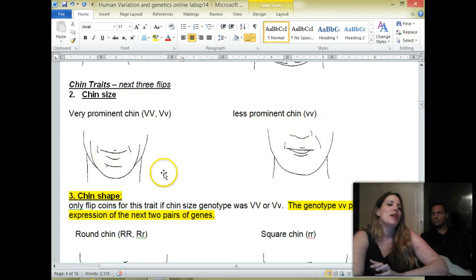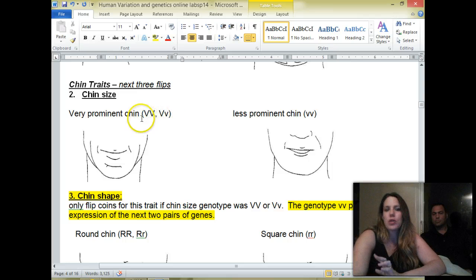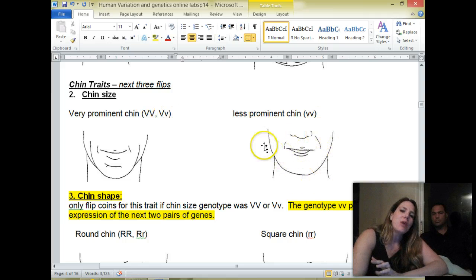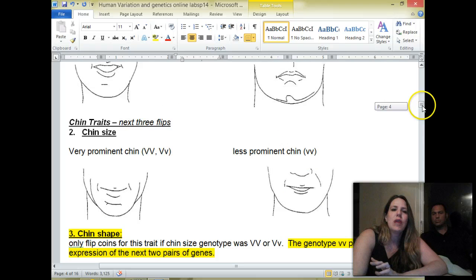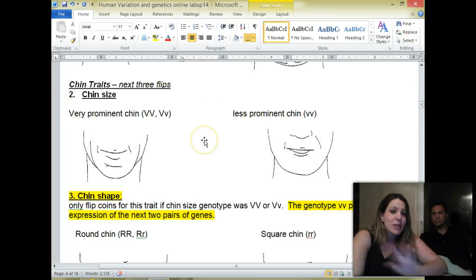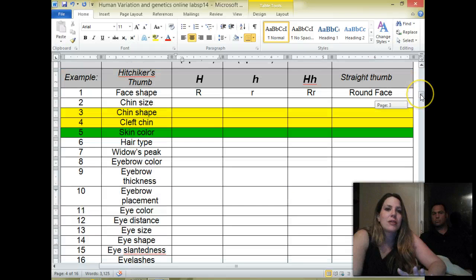So now we're going to do chin size. If you have a very prominent chin, that means you were homozygous dominant, and we're going to use V's for this trait, or heterozygous. And if you have a less prominent chin, you're little v. In the case of chin shape, it's one of these unusual genes. Figuring out the chin shape and whether or not it has a cleft chin is going to depend on the outcome of chin size. So let's go ahead and do chin size, and then we'll get to the second set here.